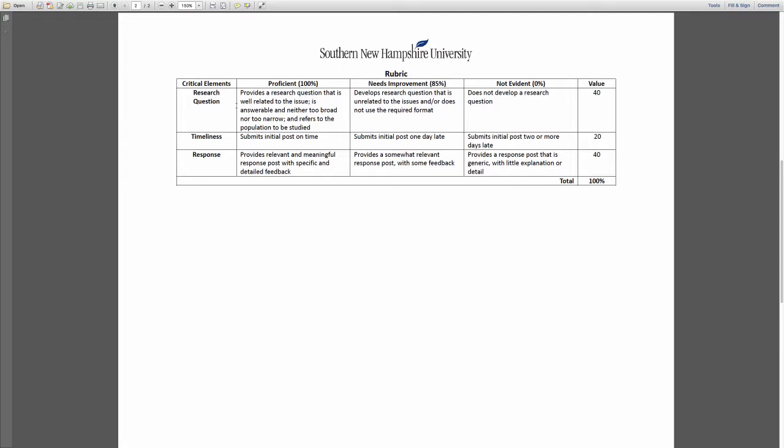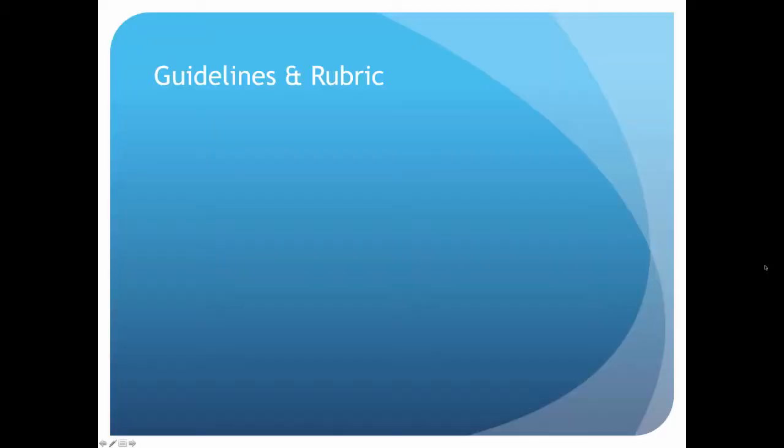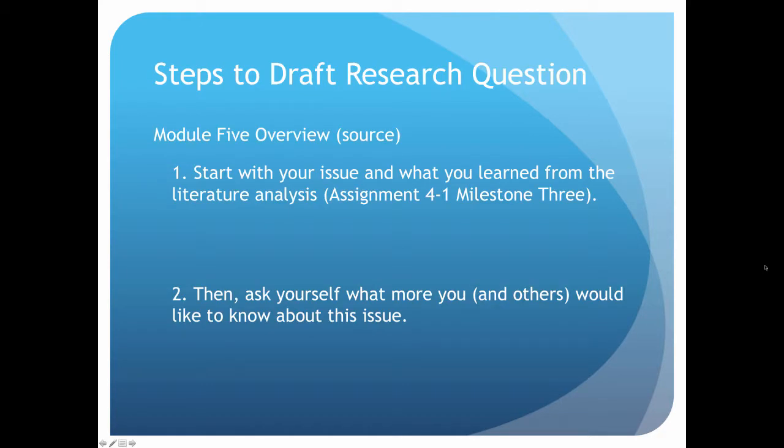Let's go over here and look at where you want to get 100% for. Provides a research question that is well related to the issue, is answerable and neither too broad nor too narrow, and refers to the population to be studied. You submitted it on time, and it is relevant and meaningful responses to your peers. Okay, that's the basic rubric and guideline. Okay, let's take a look at those steps as I mentioned.